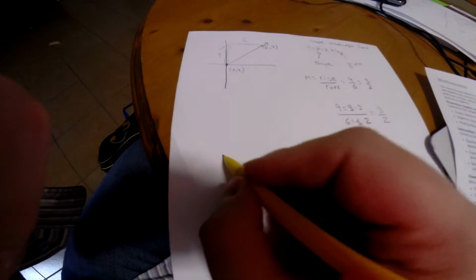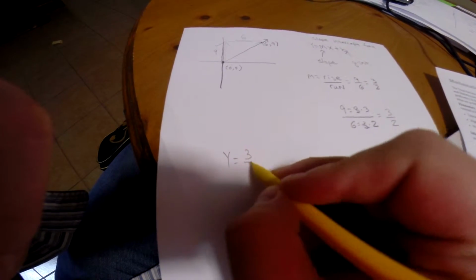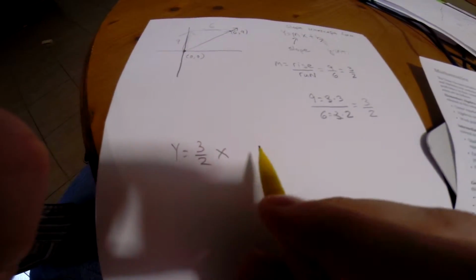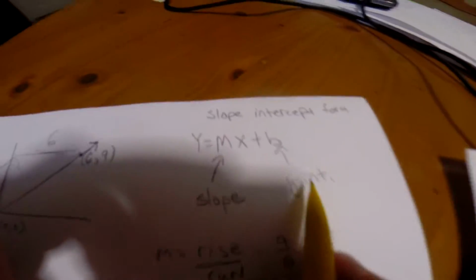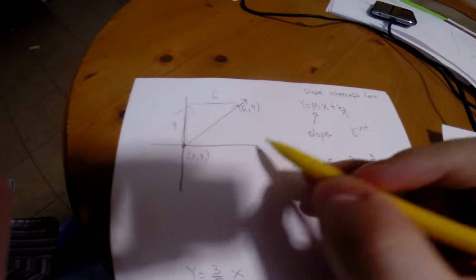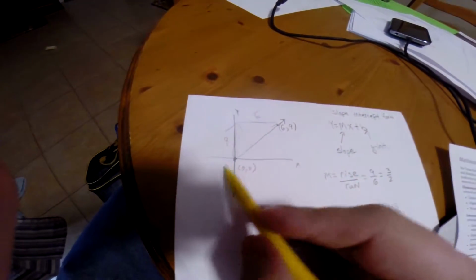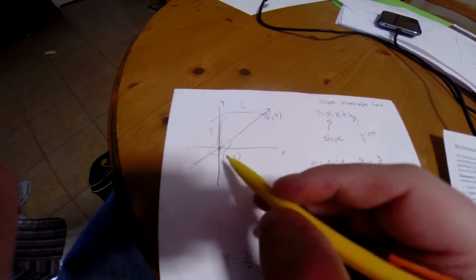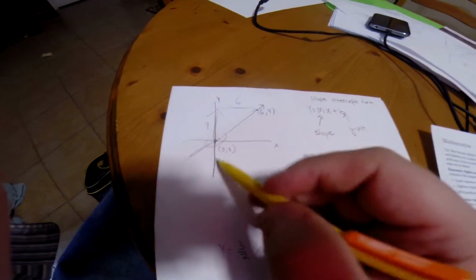So if the slope is 3 over 2, then this m value is going to be 3 over 2 x. And then it says plus b. Well, what's b? B is the y-intercept. What does that mean? Well, this is x and this is y. The y-intercept means where does this cross the y-axis? Where does this line cross the y-axis?